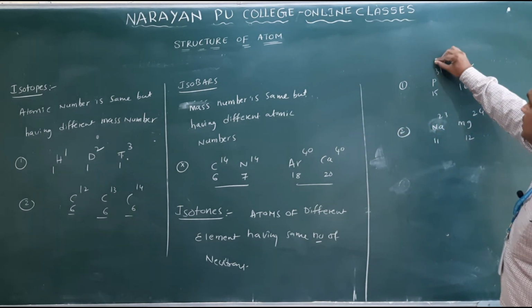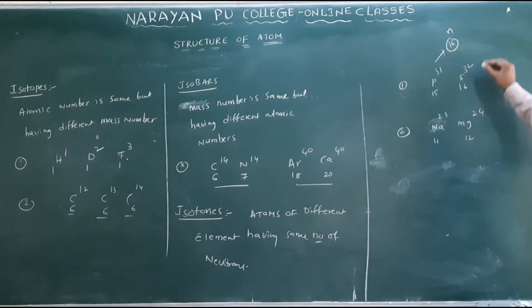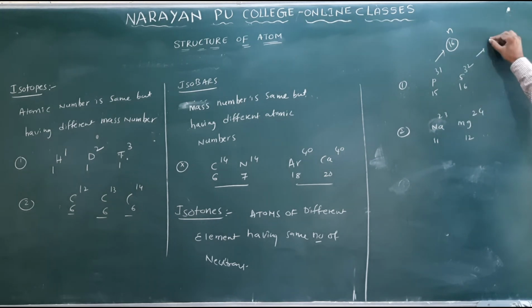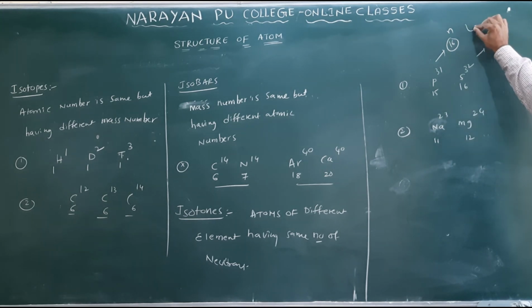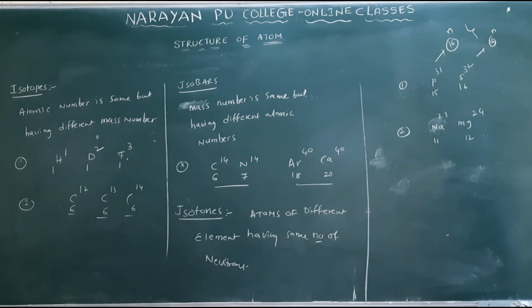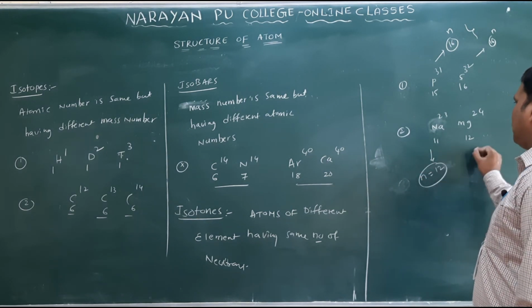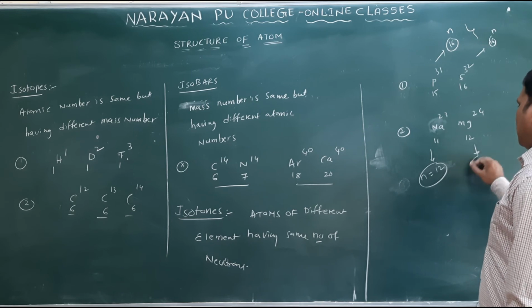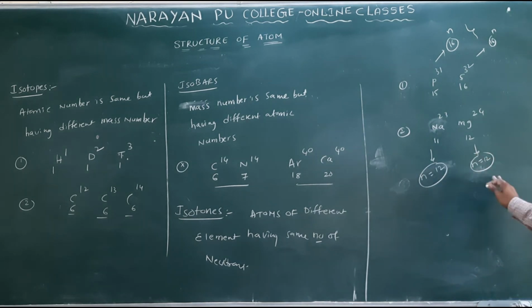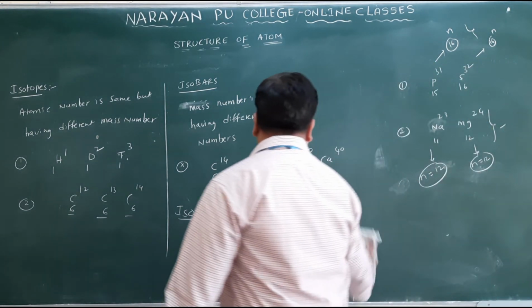You see here 31 minus 15, how much will you get? 16, this is the number of neutrons. In this case we can take 32 minus 16, you will get 16 neutrons. So these two are examples of isotones only. Let us see the next example, we have sodium and magnesium. In this case the neutrons you can find are 12, and here also 12. In both cases the number of neutrons is the same. So this is an example of isotones only: phosphorus and sulfur, and sodium and magnesium.